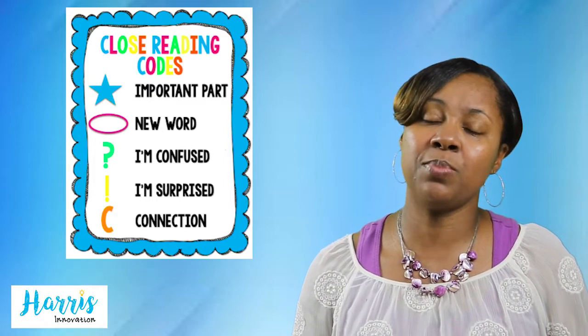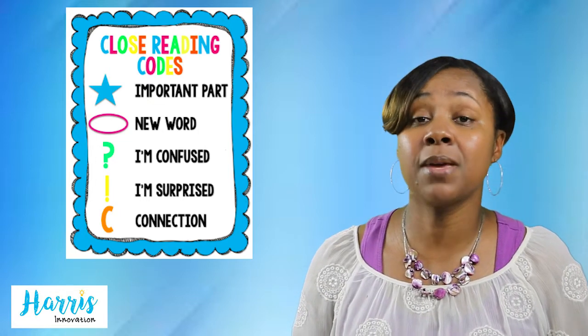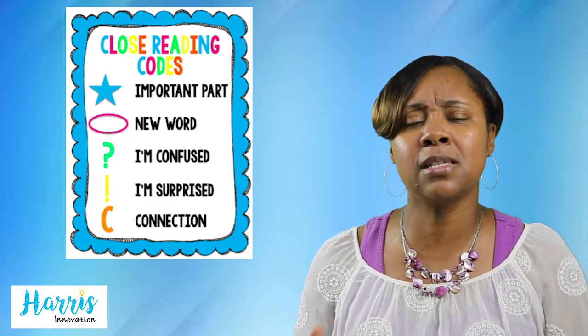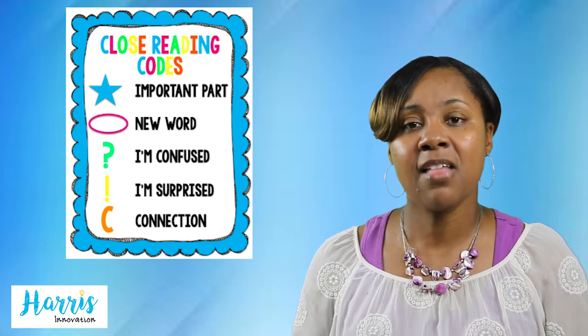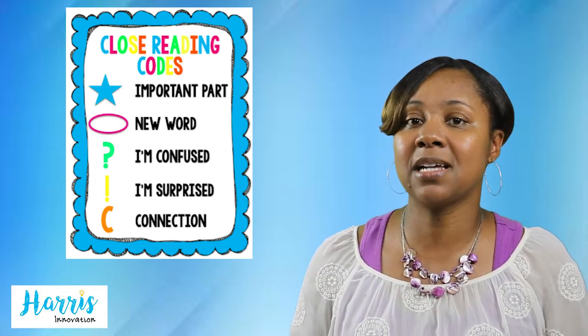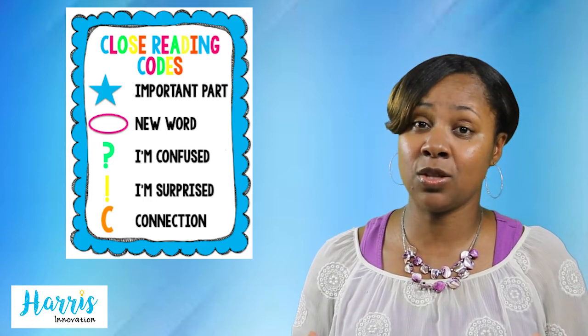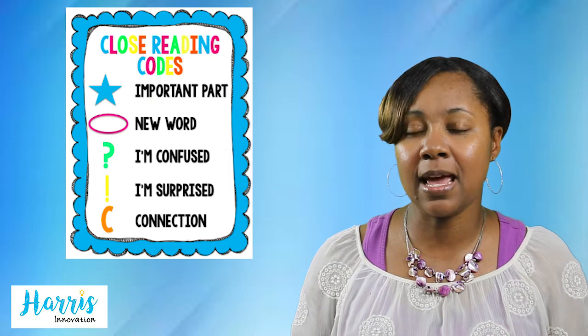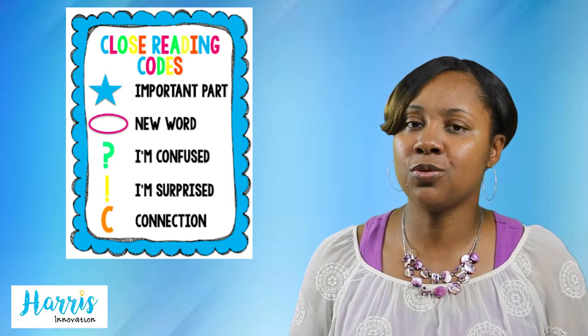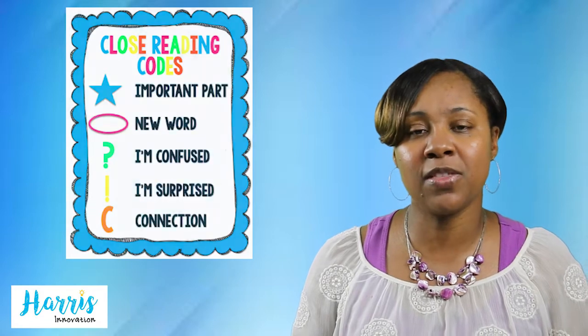And the last one would be C, a connection. This connection is very important because eventually when students get into the upper grades, they will begin to make inferences about a piece of text. So being able to connect your information as the reader, your background knowledge as the reader, to what you are reading is very important for students to know how to do. So these are the codings that we would use for this activity.